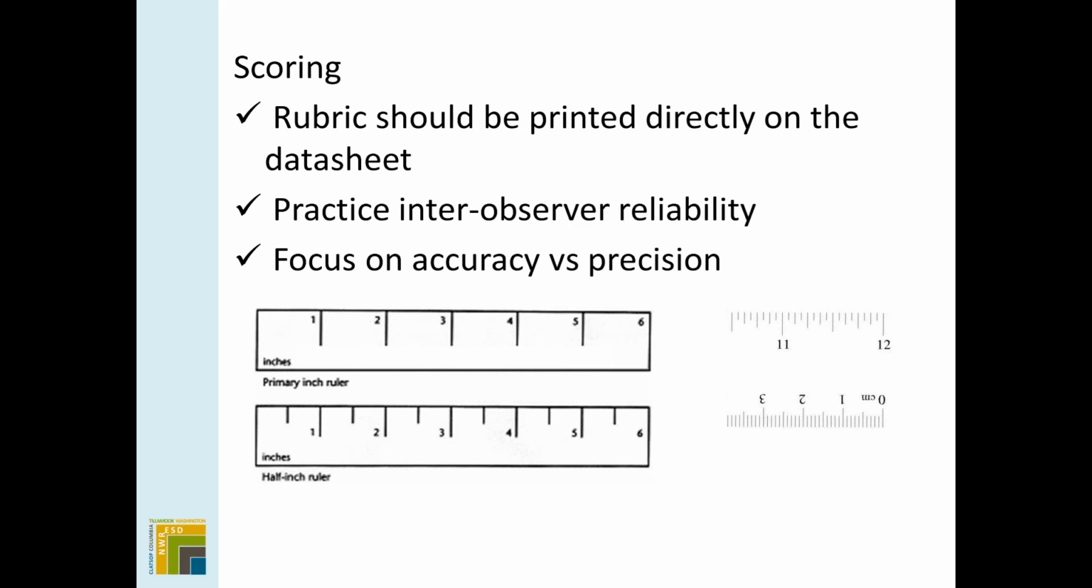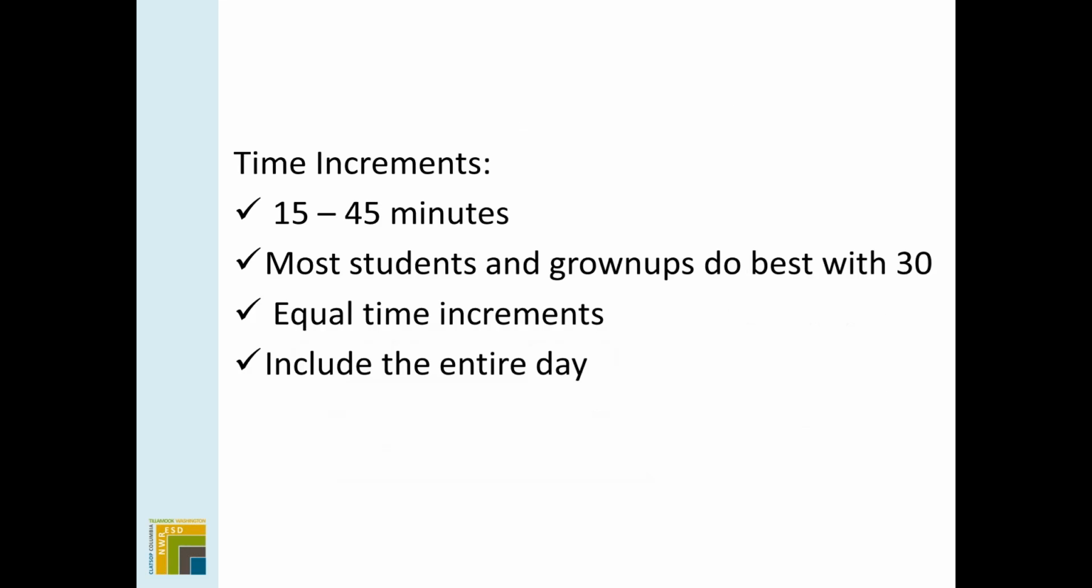We want to focus sometimes on accuracy over precision with data. We might not be capturing every little detail of everything that happens throughout the day, but we're being really consistent about how we're collecting the data. I always recommend setting up time increments of no fewer than 15 minutes and usually no more than 45 minutes. 30 minutes is usually about the sweet spot.